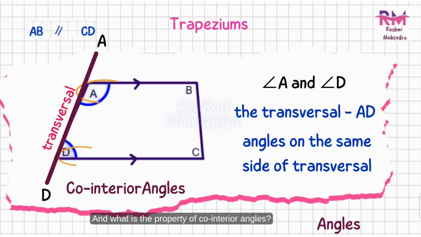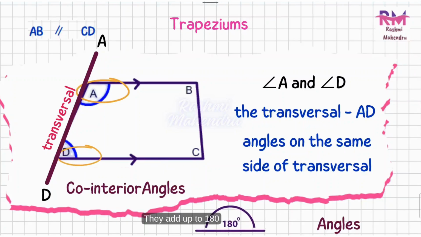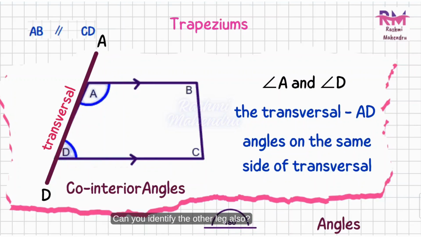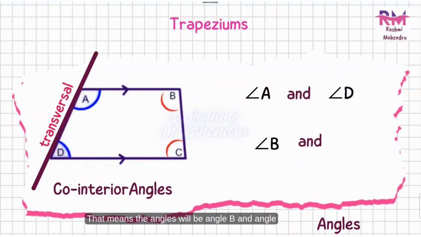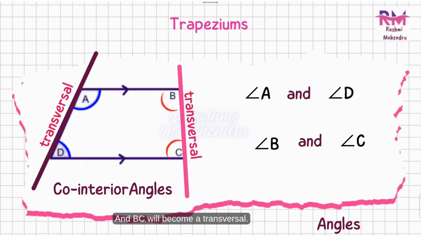And what is the property of co-interior angles? They add up to 180 degrees. So we explored one leg, that is AD. Can you identify the other leg also? Yes, the other leg is BC. That means the angles will be angle B and angle C, and BC will become a transversal. So when we are talking about angles of a trapezium, we refer to the legs and they become the most important aspect. These legs are then called transversals. So BC is the transversal, so angle B and angle C will be in question. Angle B and angle C are co-interior and their sum will be 180 degrees.